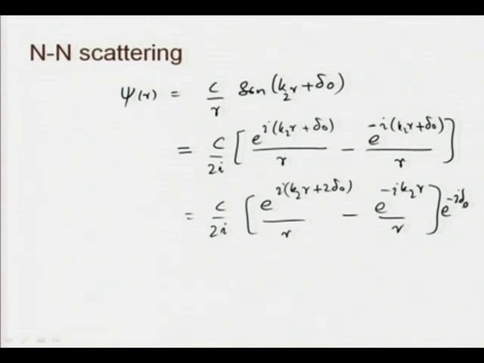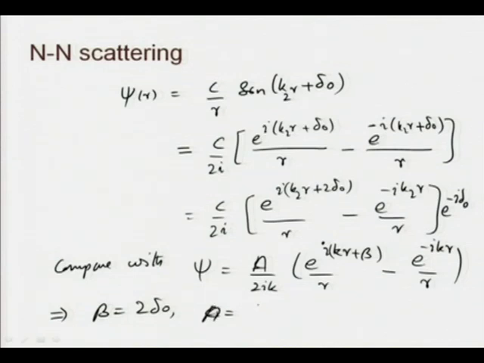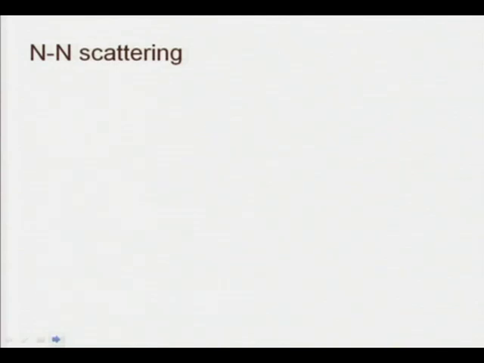And now, this is in the form like this, compare this with psi equal to, earlier we had written it as A over 2I k, e power minus I k r plus beta, plus I k2 A, divided by r, e power minus I k r over r. Now, this tells us that if we identify beta equal to 2 delta 0 and A as k C e power minus I delta 0, then we have the earlier expression in the same form as the general expression.